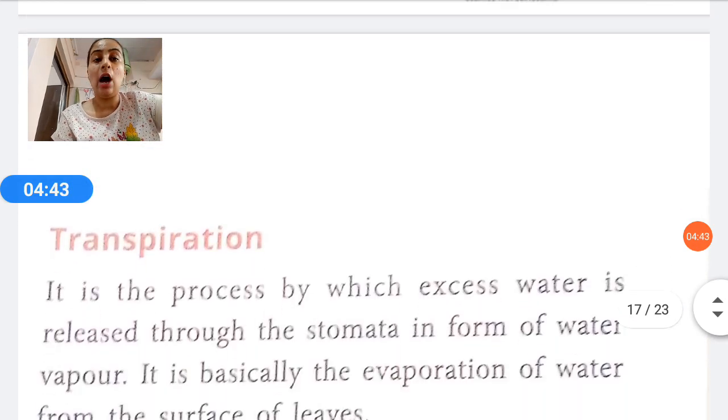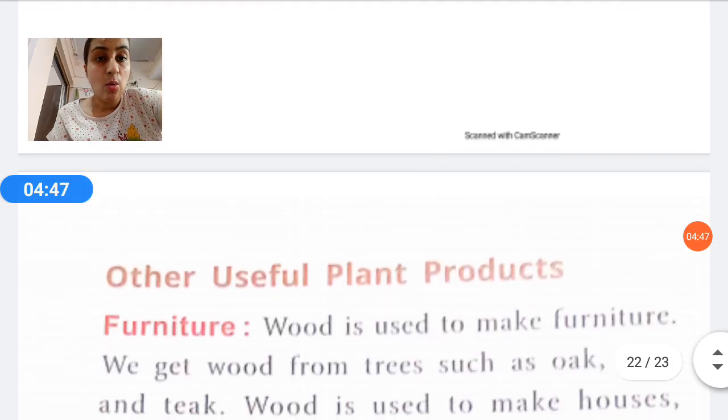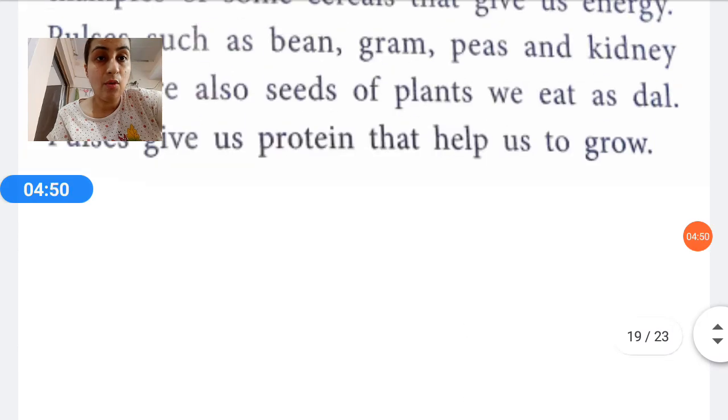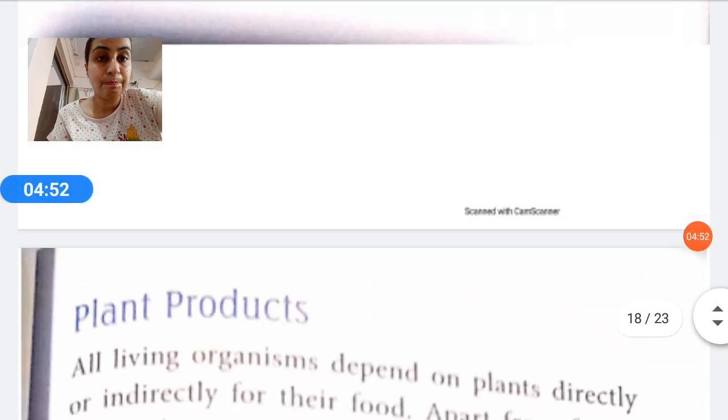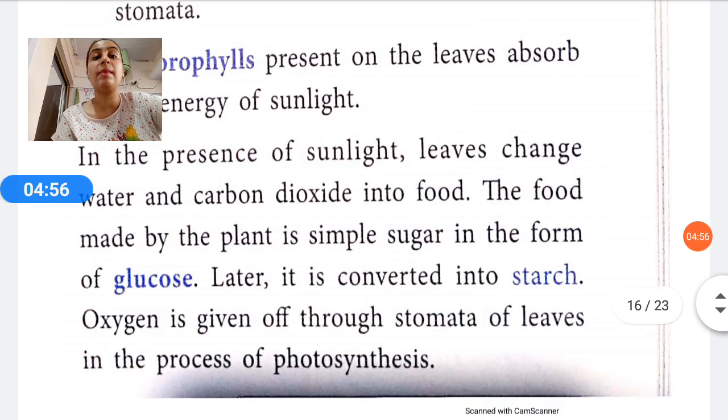Now I have explained photosynthesis. Photosynthesis is the process by which plants make food in the presence of sunlight.